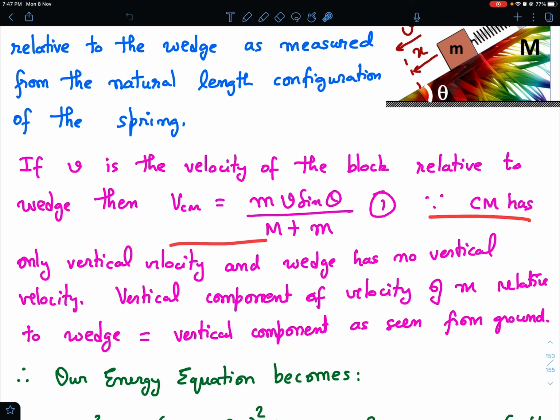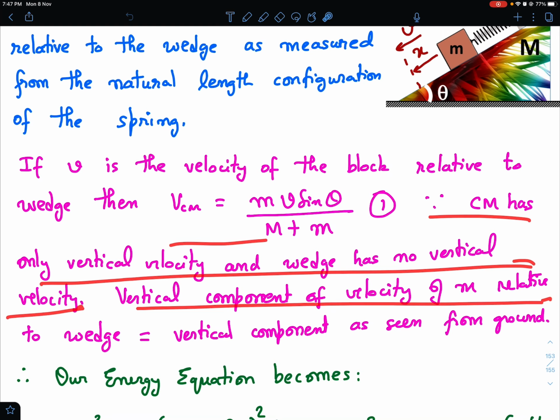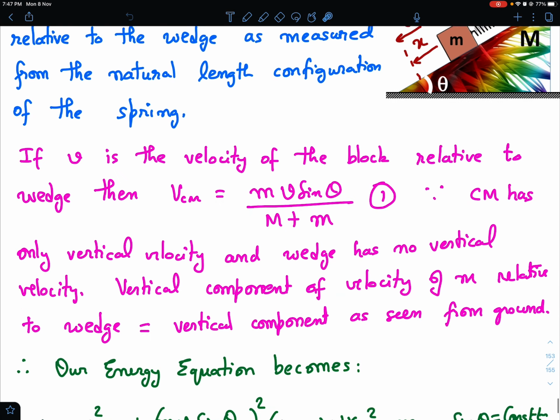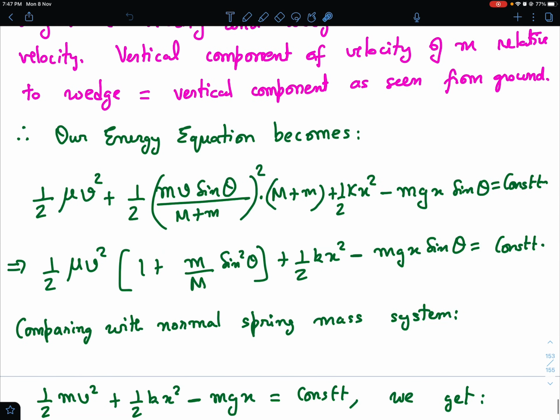And why is this correct? Because center of mass has only vertical velocity and wedge has no vertical velocity. Vertical component of velocity of small m relative to wedge is the vertical component as seen from ground. Okay, so now what does our energy equation become?